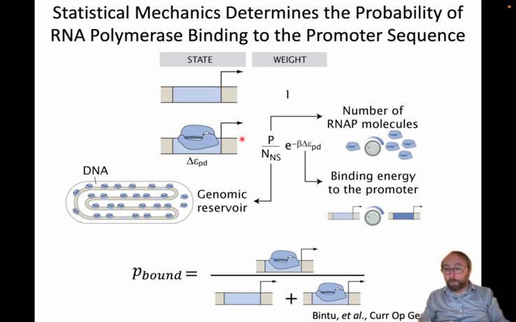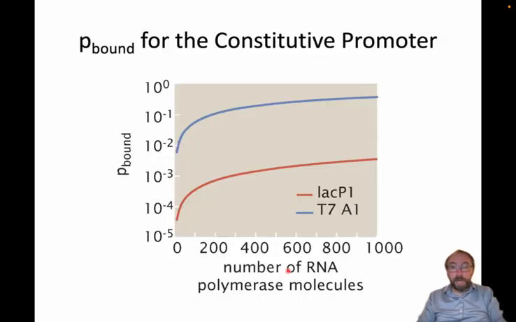And you can calculate the probability of finding RNA polymerase bound to the promoter, the probability of the polymerase-bound state, by dividing the weight of this state by the sum of all possible weights the system can be found in. And we played a little bit with plotting the probability of finding RNA polymerase bound to the promoter as a function of the number of RNA polymerase molecules, by playing with different axes, linear axis, log axis. And here I'm showing you one example of p-bound on a log-linear axis, where I'm showing you p-bound for two different binding energies. One is for the lac promoter, in red.